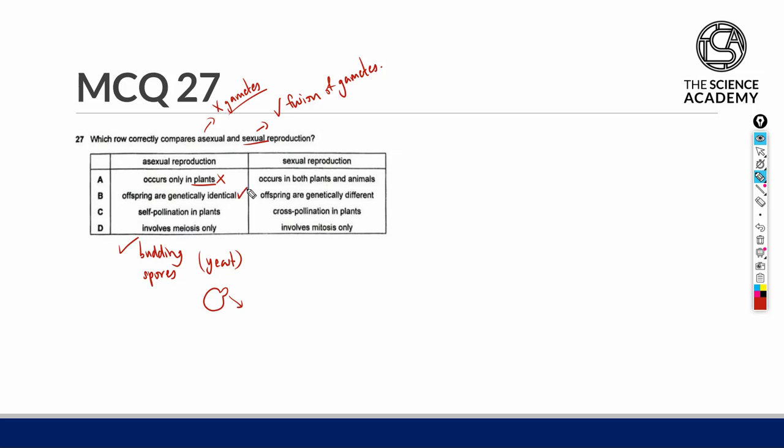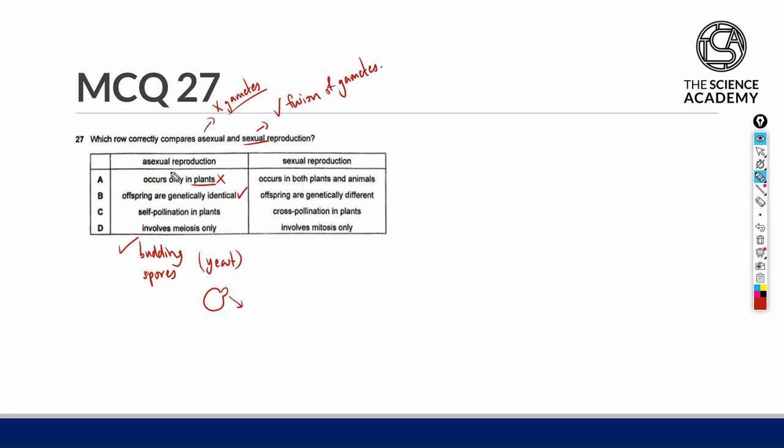Statement B states that offsprings are genetically identical. This is true. In asexual reproduction, because there is no fusion of gametes, all of the genetic information in the daughter cell is identical to the parent cell and will be identical to future or further daughter cells that are reproduced from this same parent cell.